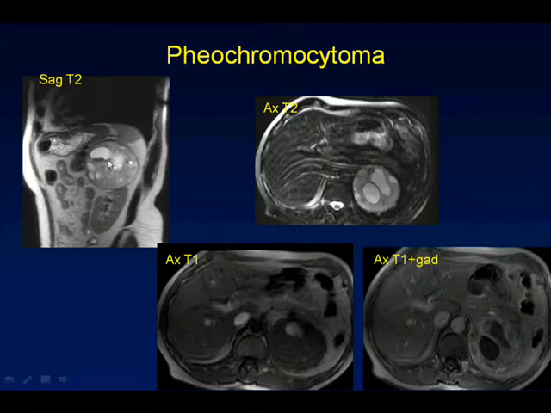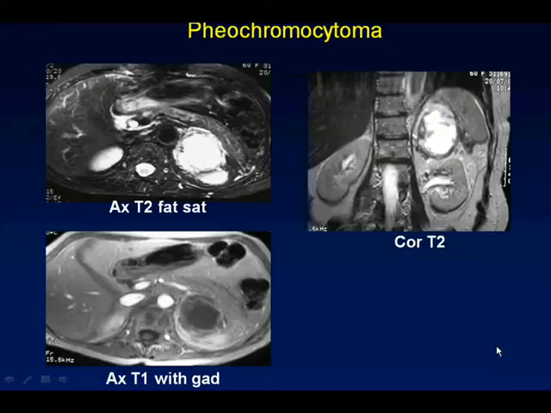So here's T2, you got solid and cystic components. T1, again, what's bright on T1 is probably hemorrhage in the lesion. Pheos are prone to bleeding. And then post-contrast, you could show the vascular solid component and the non-enhancing cystic component.